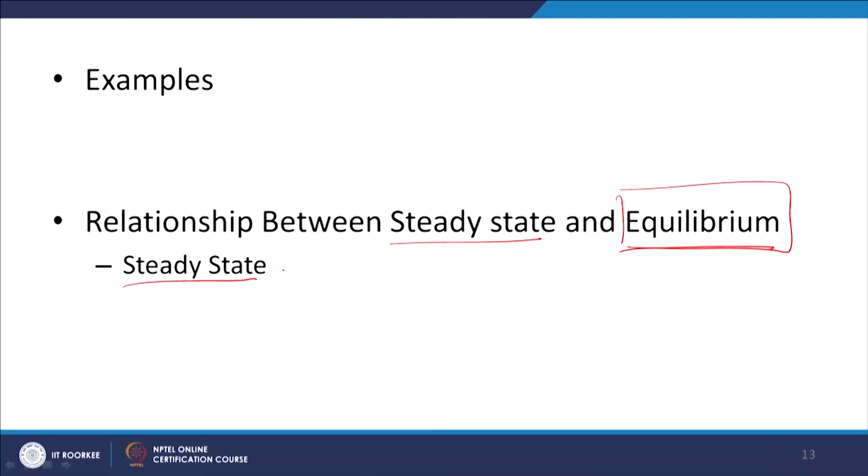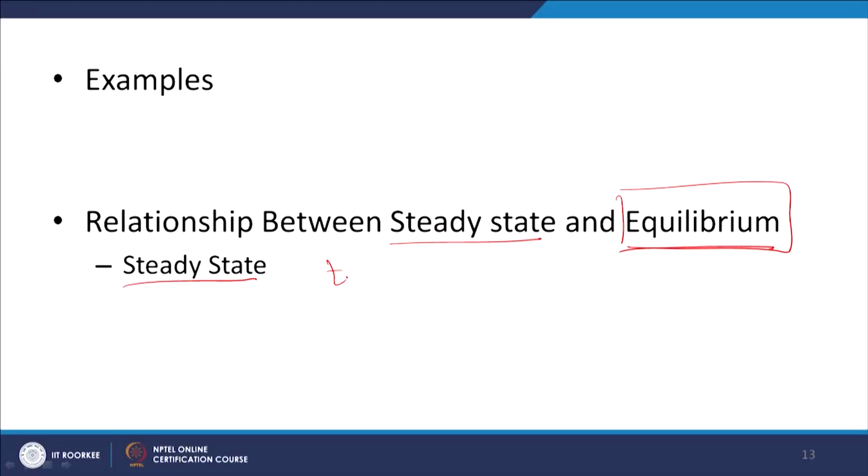So steady state is when there is no change in any variable of your system with respect to time. You look at any variable in the system that you consider, and there should be no change in that variable with respect to time, and that is when I would call the system to be at steady state, right. So let us look at some examples where we can see the interplay between steady state and equilibrium, right.